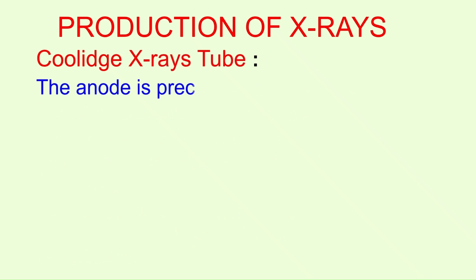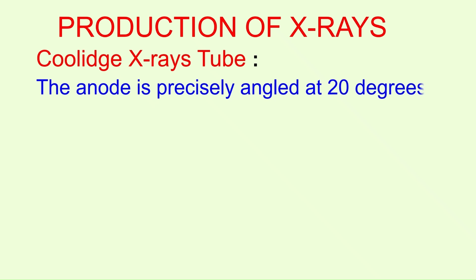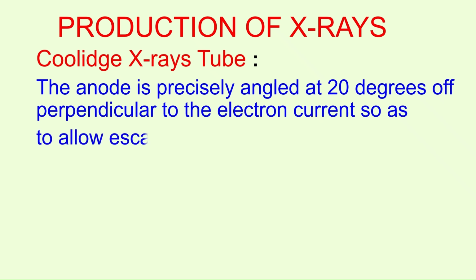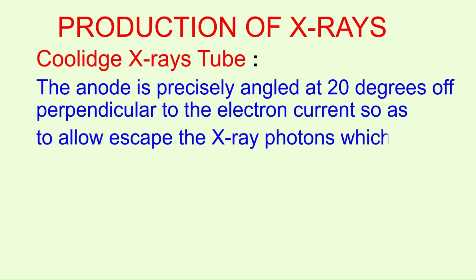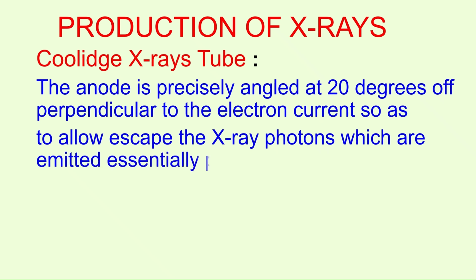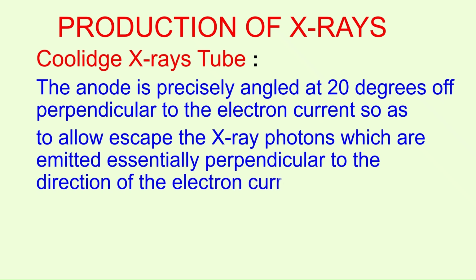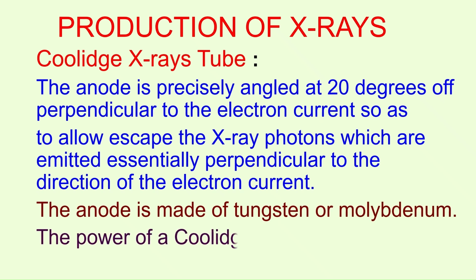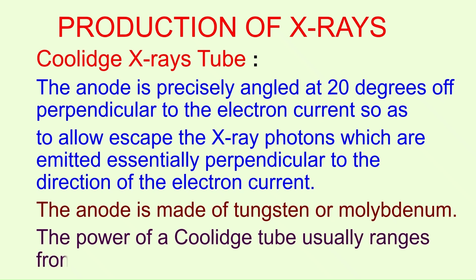The anode is precisely angled at 20 degrees off perpendicular to the electron current, so as to allow escape of the X-ray photons, which are emitted essentially perpendicular to the direction of the electron current. The anode is made of tungsten or molybdenum. The power of a Coolidge tube usually ranges from 0.1 to 18 kW.